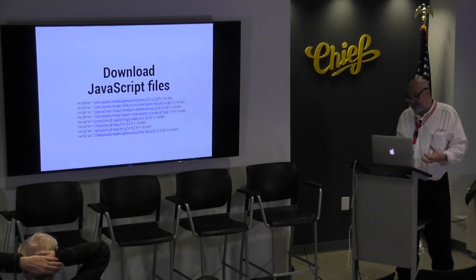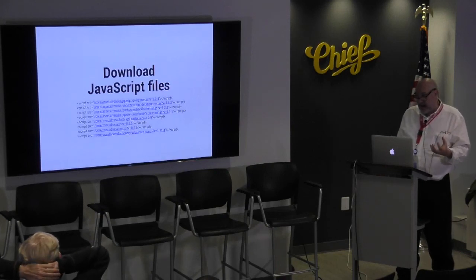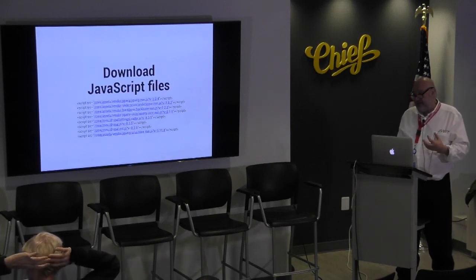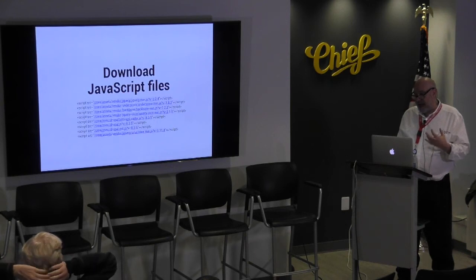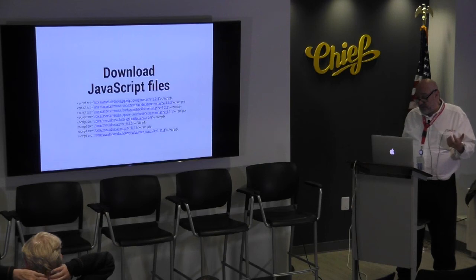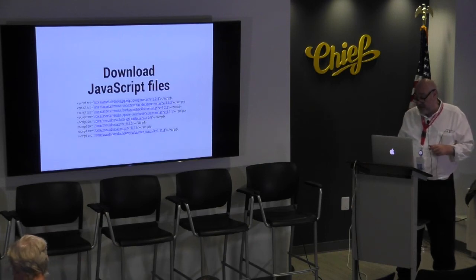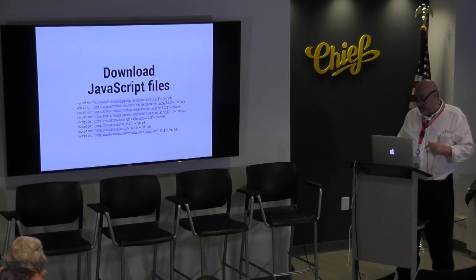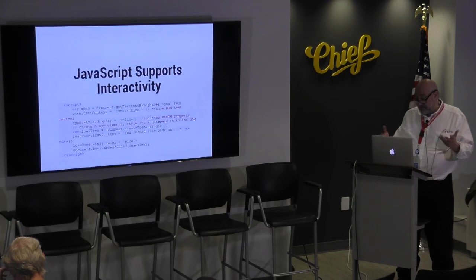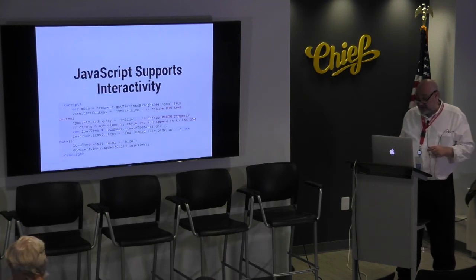So the CSS is more of how it looks, and the JavaScript is more how it behaves. Does something hide? Does something move? All the other functionalities that you might add into that are browser specific. And as I said, it supports this interactivity.